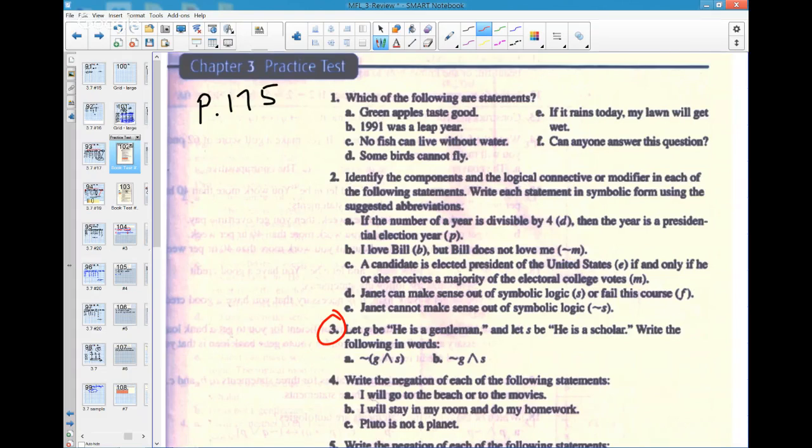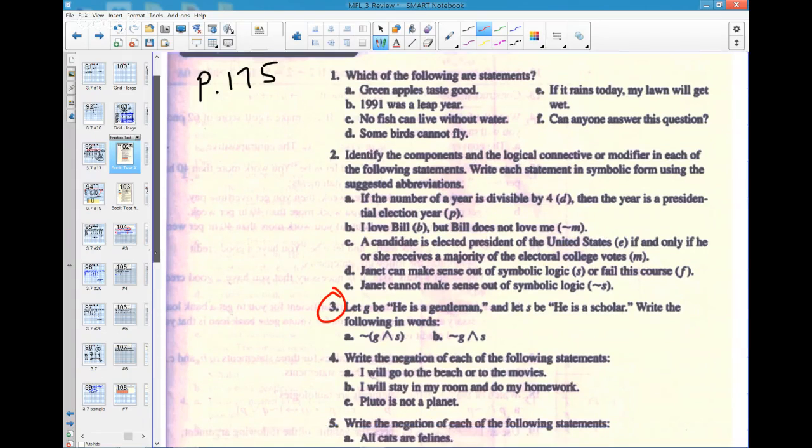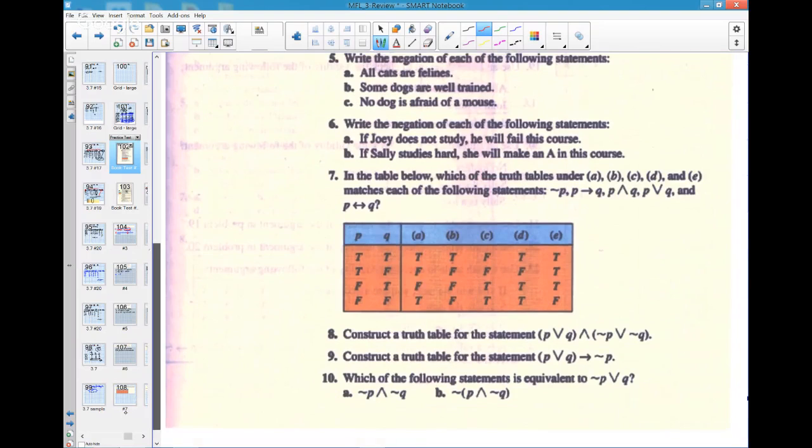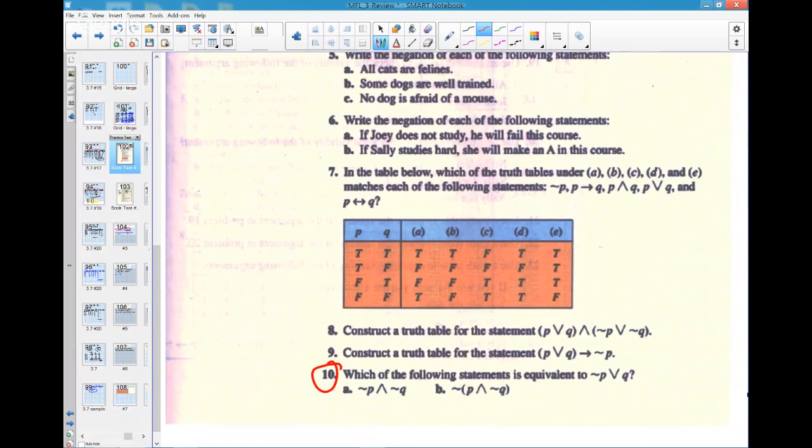Well, maybe that's not it. Yeah, here, number 10. If you don't know De Morgan, you wouldn't know how to do this one. And part B, what happens when you negate that? You negate the P, you negate the not Q and it becomes a regular Q, and you change the and to an or. So that becomes not P or Q. So that's not a trick, but you definitely need to know De Morgan.